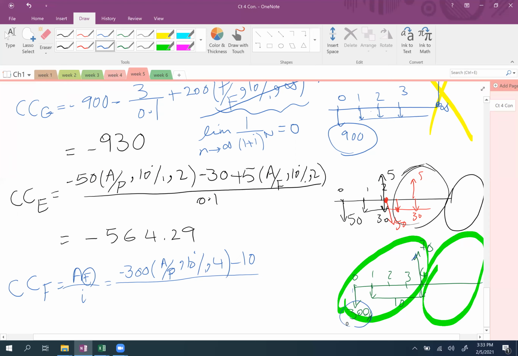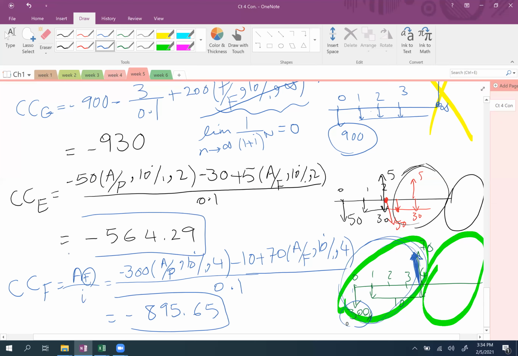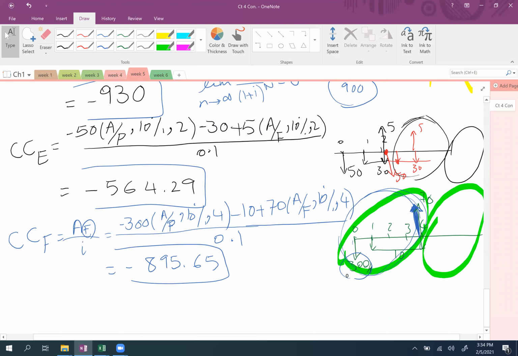And also I need to convert this single cash flow of 70 to A for the period of discussion, which is one period of 4 years. So it will be plus 70 A given F, 10% and 4. I have converted everything to A, just divided by i. And if you do the math, you can confirm this answer at home, you should get 895.65.